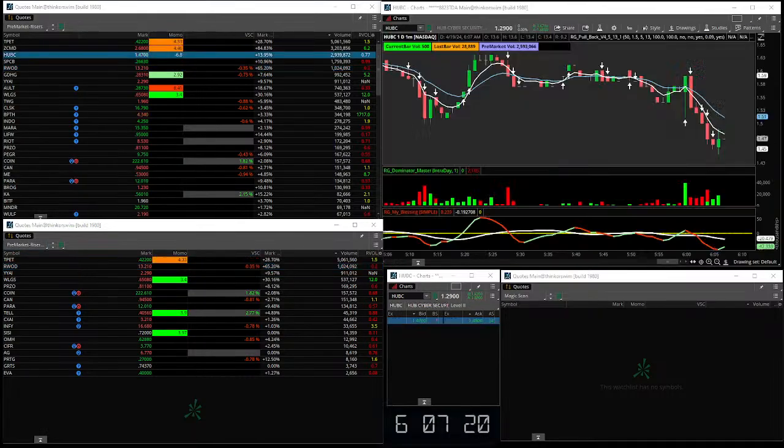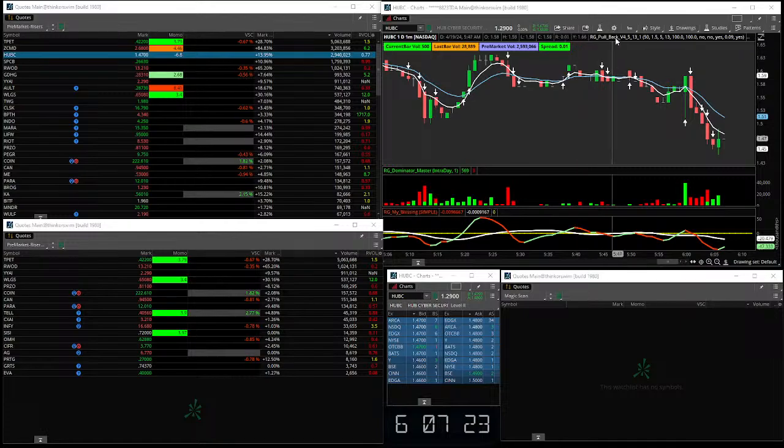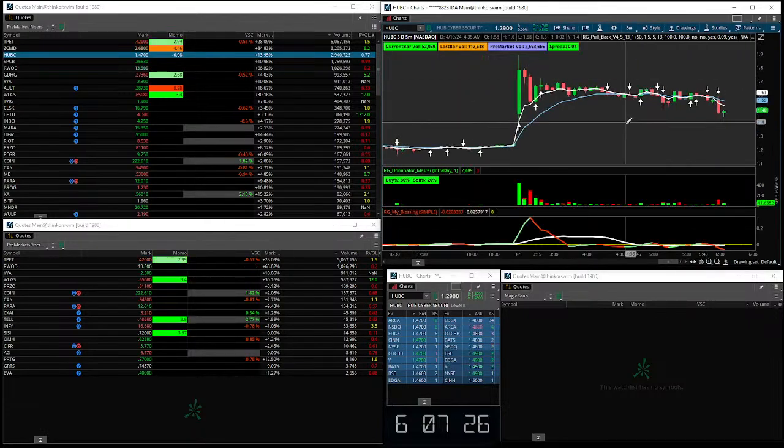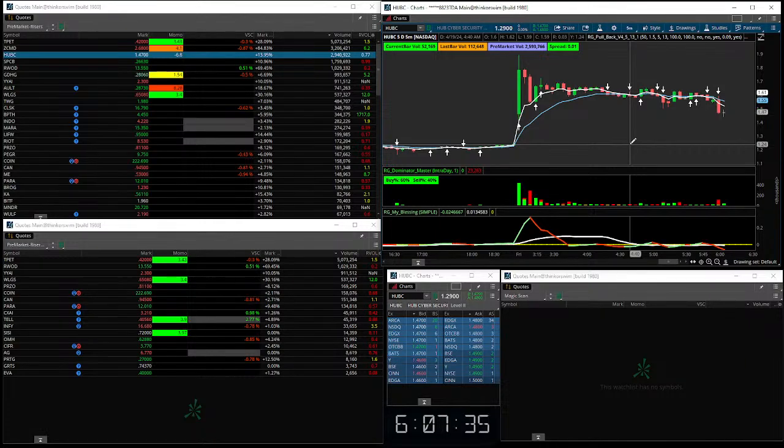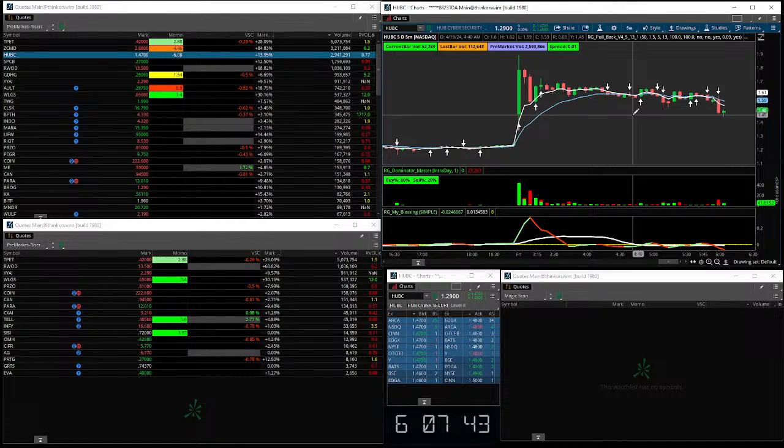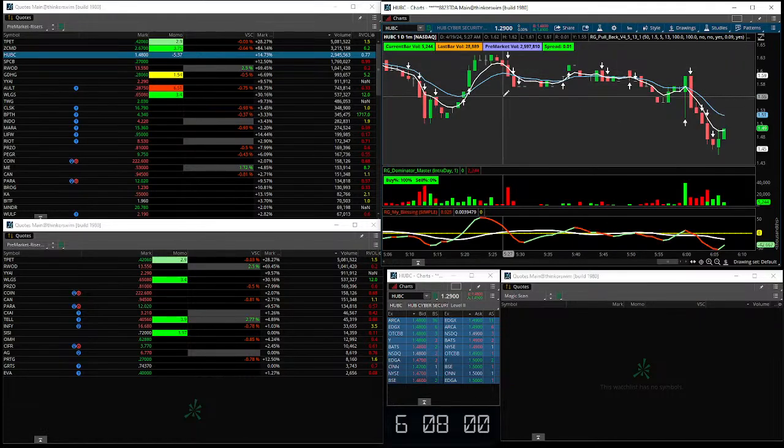I saw HUBC was moving this morning as well. Let's zoom out on this 5-minute chart and see what happened. So we kind of gapped up and started slowly dropping off. This stock has news, but very, very little news. Says it was up because of the drone strike on Israel. They are a security company, but I don't know how they benefit from that. There were no details.